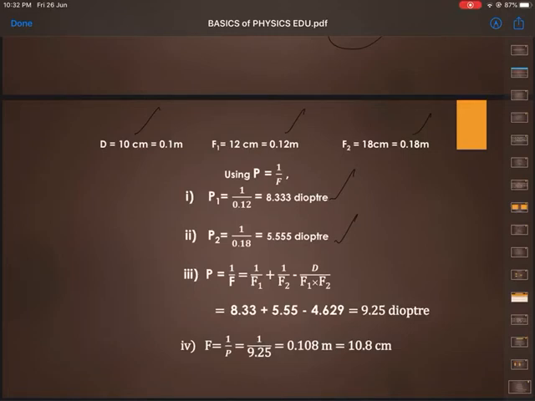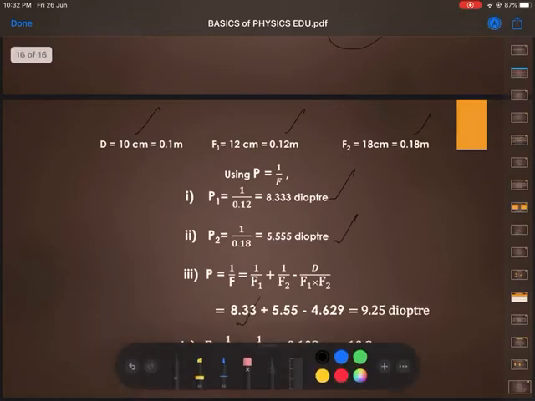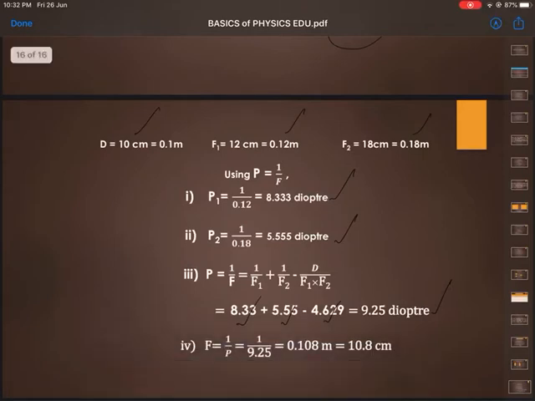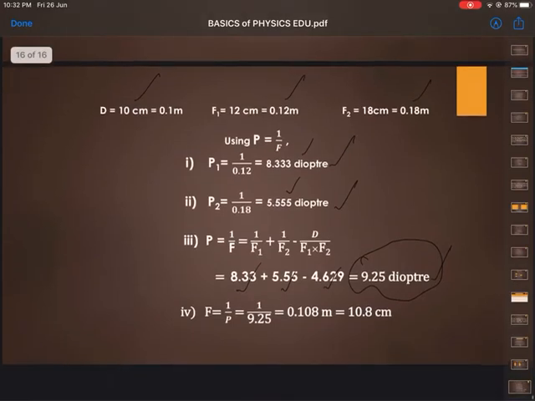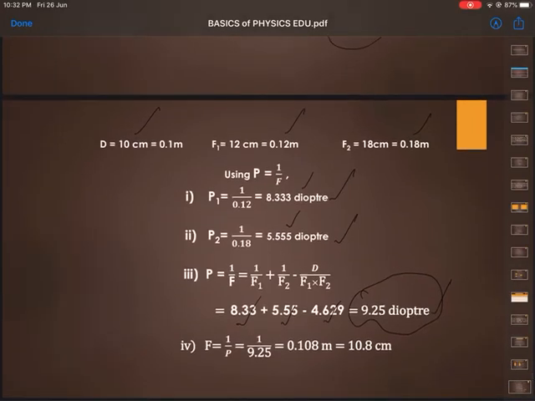If I simplify, and even if I don't simplify, 1 upon f1 is the power of the first lens, right? 1 upon f2 is the power of the second lens, and when we solve it, we get nothing but 9.25 diopter. It is very clear that the individual lenses have got powers of 8.33 and 5.55, and when we combine we get a power of 9.25. Power increases. That's why we need to combine the lenses.